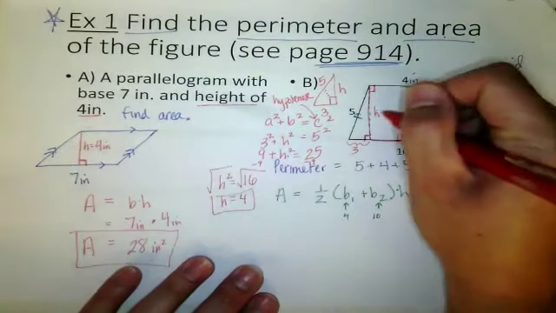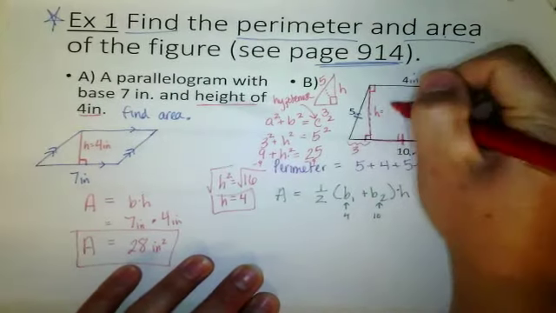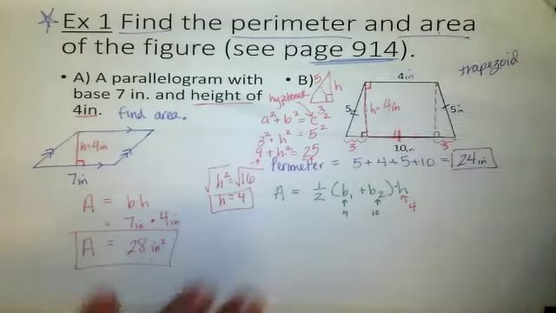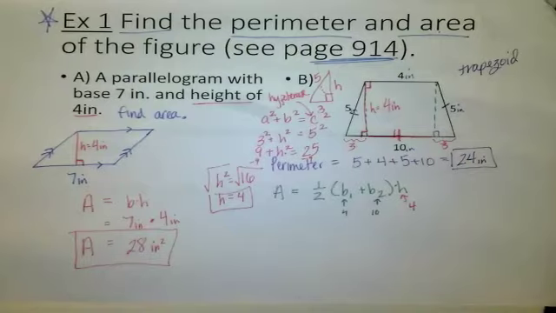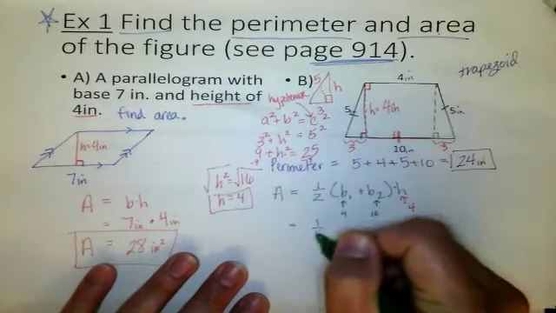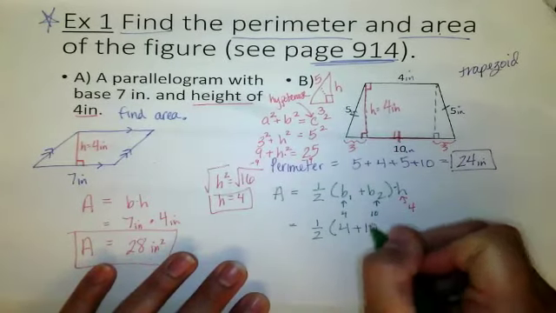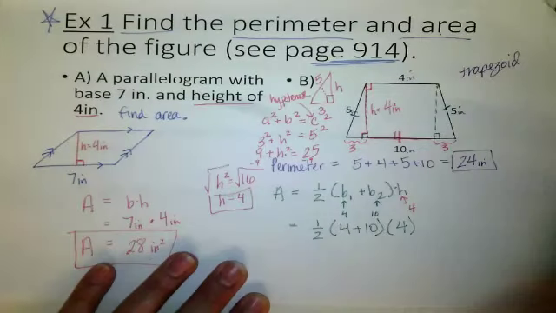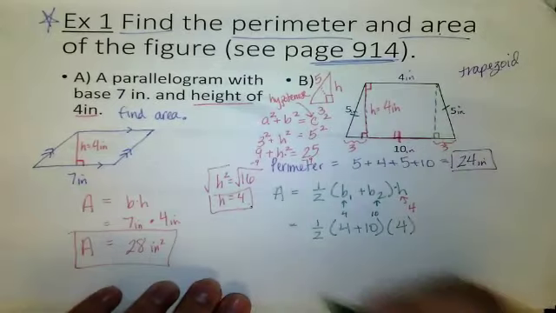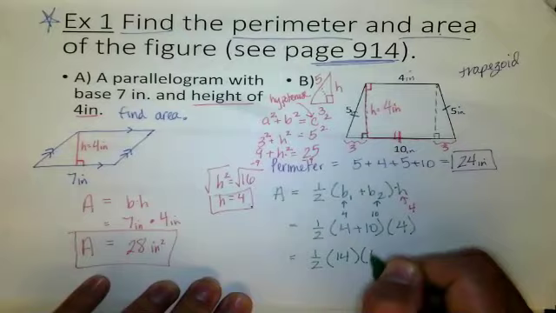Okay, so now we know that our height is also 4 inches. And now I can plug that 4 in for the height here. It's just a coincidence that it matches. Okay. So we have half of our base 1 plus base 2, 4 plus 10, and then times our height that we found that was 4 inches tall. So I have half of the sum, so half of 14 times 4.